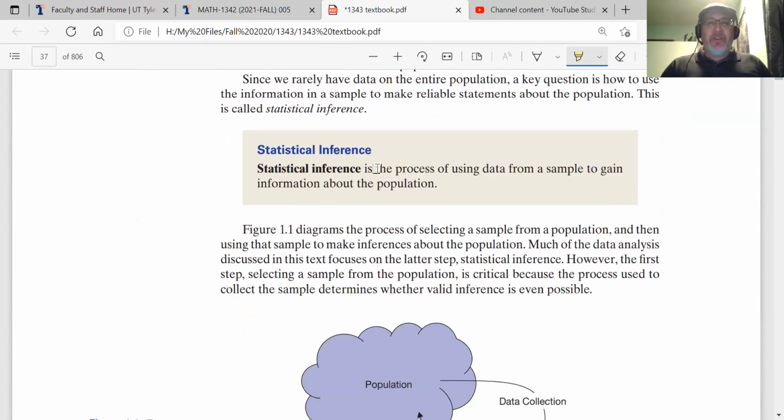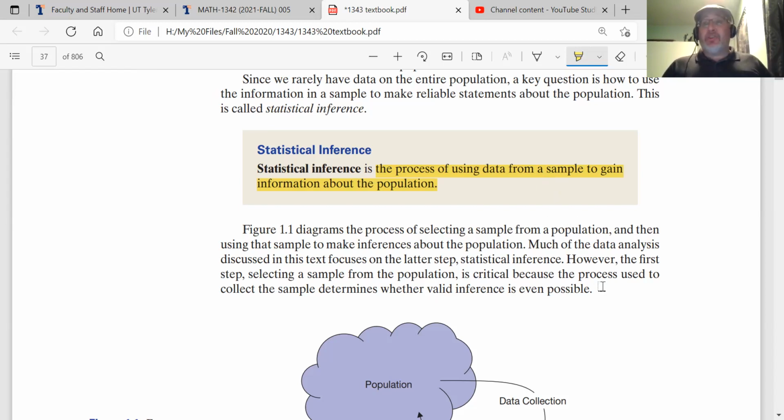Statistical inference is the process of using data from a sample to gain information about the population. The main reason for statistical inference is that sometimes a population is too large or too dynamic, meaning that it's always in a state of change, to measure accurately. As a consequence, we take a snapshot of the population by selecting a sample from it that we can measure quickly and accurately, and then use statistical inference to glean information about the population.